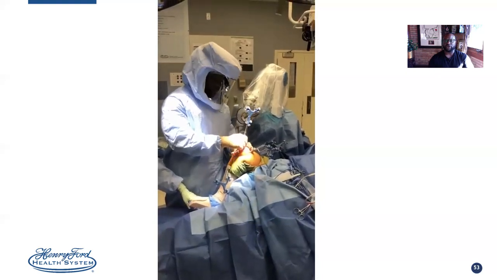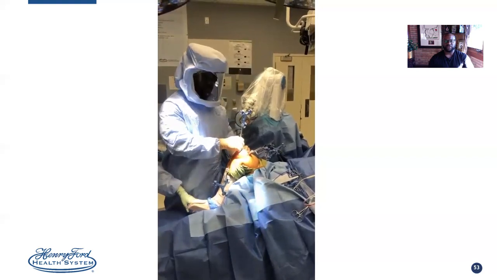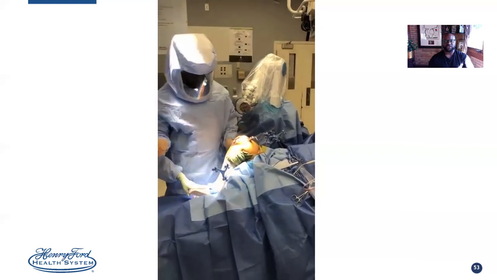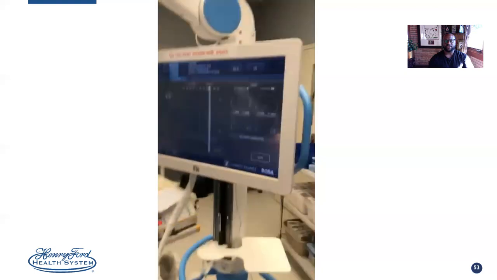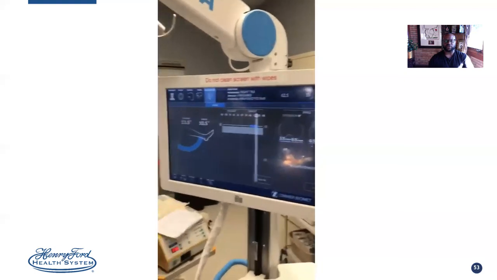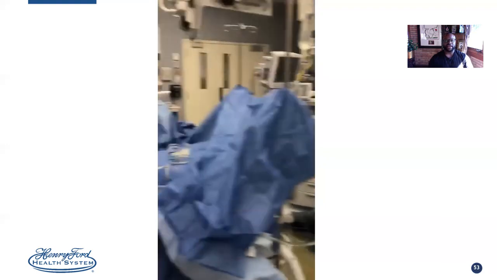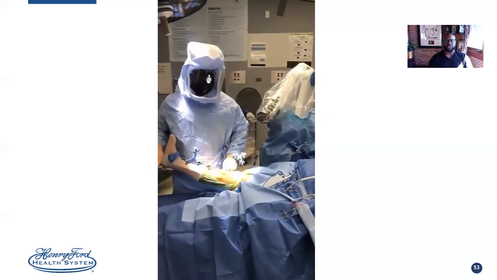Here I am, just kind of marking out some different areas of the knee with my probe. I was finding the hip center initially. I'm able to go back and look at what those numbers actually mean and how I can use them during the surgical procedure itself.